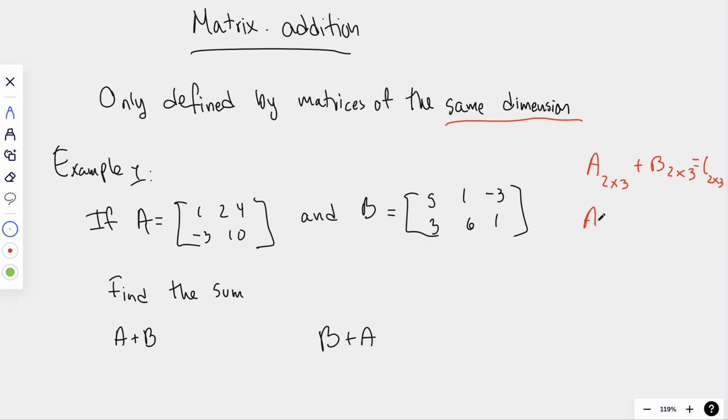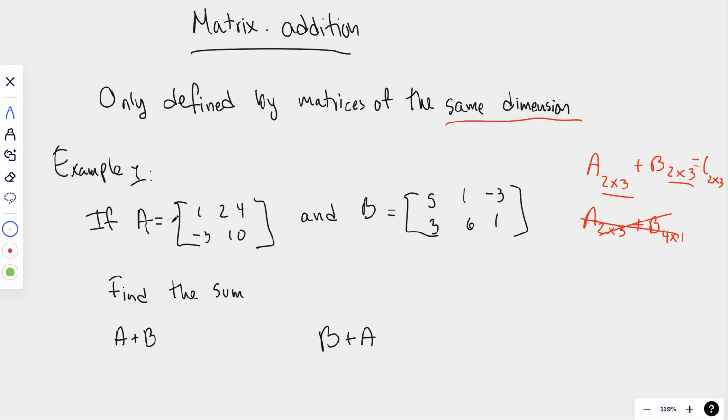But if you were to have a matrix that is 2 by 3 and you're trying to add a matrix that is 4 by 1, then this wouldn't give you anything. You need to have the same dimensions. You cannot add matrices with different dimensions.